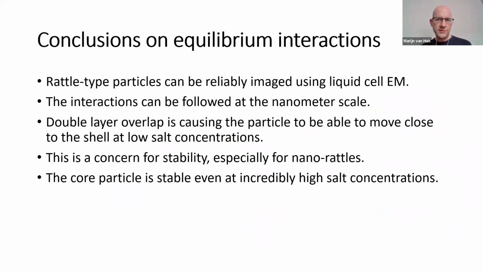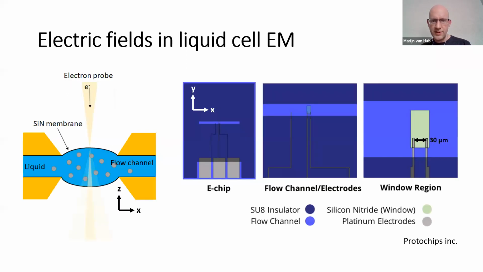So these are the conclusions. Rattle-type particles can be reliably imaged using liquid cell EM. The interactions can be followed at the nanometer scale. Double layer overlap is causing the particle to be able to move close to the shell at low salt concentrations. So that is the case of water. And this is a concern for stability, especially for nanorattlers. So if you want to build this into applications, it's really wise to add salt. And the core particle is stable even at incredibly high salt concentrations. So it never gets stuck, which is a good thing.